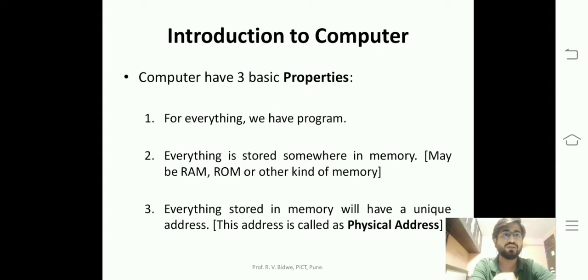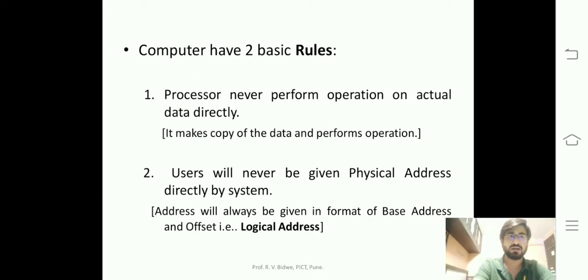Similarly, when something is stored in a computer, for everything we will have a unique address, and we call that address a physical address. Our home address or our college address is the physical address of our college or home. So everything stored in a memory will have a unique address. There are three properties of the computer. First, for everything we have a program. Second, everything is stored in a memory. And third, everything stored in a memory will have a unique address, which we call a physical address. Now there are two rules apart from these properties.